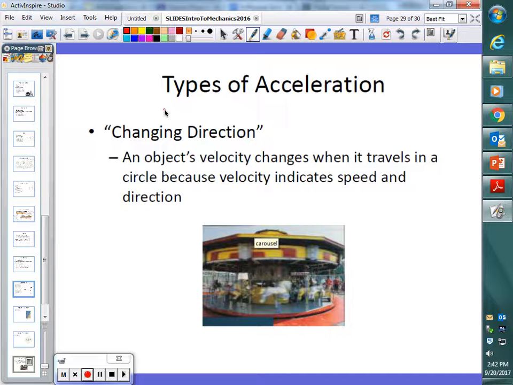When you're on a carousel, in the middle part of the ride, you're not speeding up or slowing down, but you are still accelerating. Because you're constantly doing what? You're constantly changing direction. One second you're going this way, the next second you're going this way, the next second you're going this way. That's acceleration. Even though you might not be speeding up or slowing down, it's still acceleration.